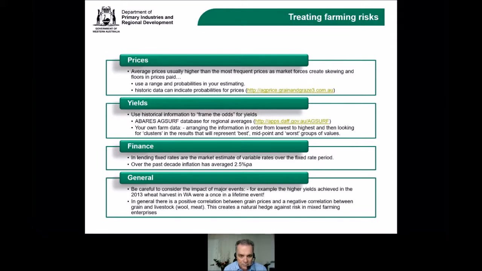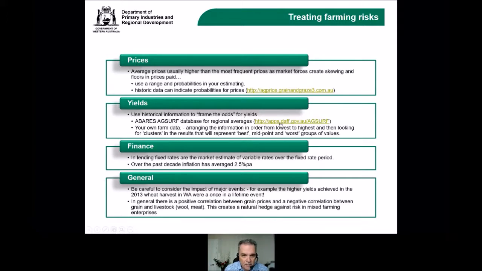So it might help if we use a range in our estimating, and there are some references there that might actually help you in terms of establishing the probabilities and setting those ranges for prices. When it comes to yield, maybe it's about using your own farm data to actually see where those ranges may actually sit. What is the probability of these yields happening? And combine that with weather forecasts and other tools that you can use. And you can also compare to regional averages, and we've given you a website there to actually consider.